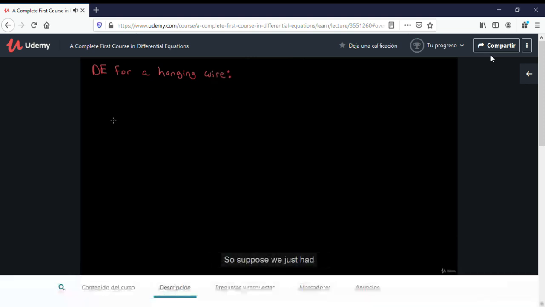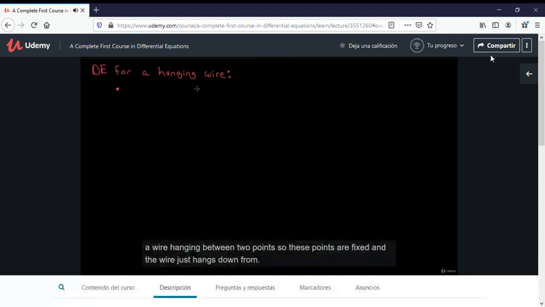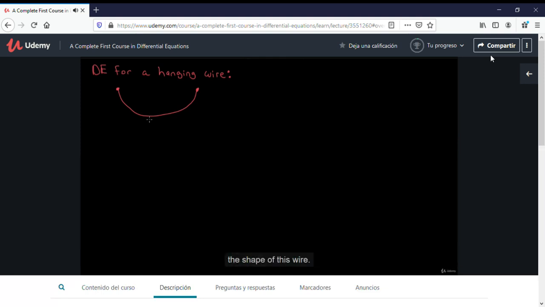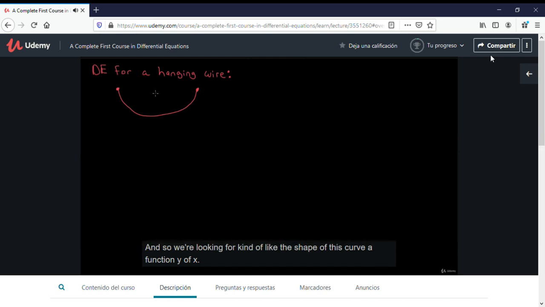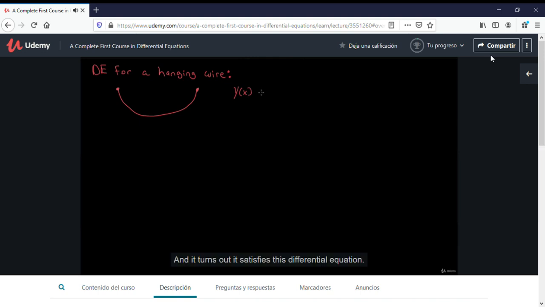So suppose we just had a wire hanging between 2 points. So these points are fixed and the wire just hangs down from them, like that. And so the wire is not moving, it's in equilibrium position. And there's actually an equation which gives the shape of this wire, okay? And so we're looking for kind of like the shape of this curve, a function y of x, and it turns out it satisfies this differential equation. I'm not going to derive it, I'm just going to write it down.